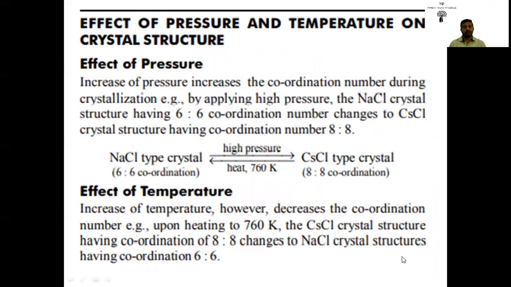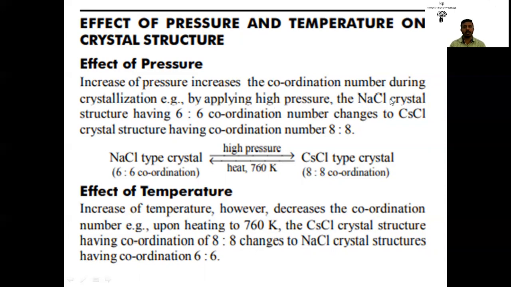Effect of pressure and temperature on crystal structure. So this is very important because you may expect one question in all the formats of competitive exams. If you consider the effect of pressure, an increase of pressure increases the coordination number during the crystallization, and an increase of temperature decreases the coordination number. So you can take the example.